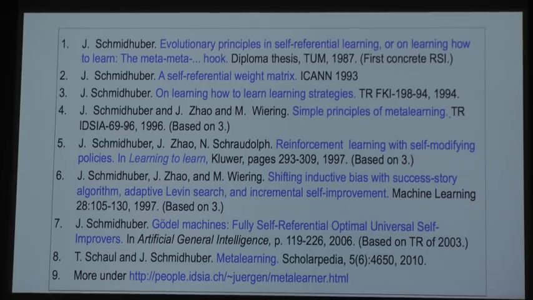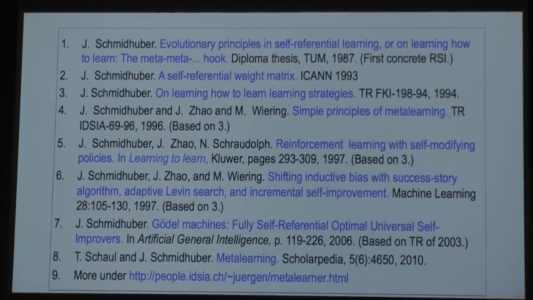Now this is a list of my learning to learn papers, or some of my learning to learn papers since 1987. The first thing was really my diploma thesis, where the goal was to write a learning algorithm that not only becomes better in this domain and in this domain, but learns the learning algorithm itself in hierarchical meta-learning fashion. I will say a few more things about that.